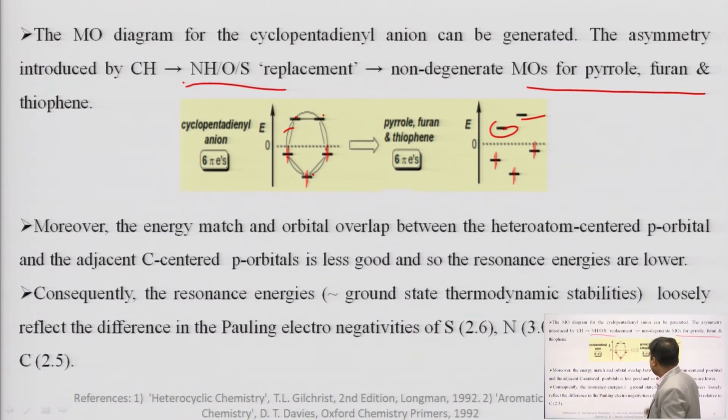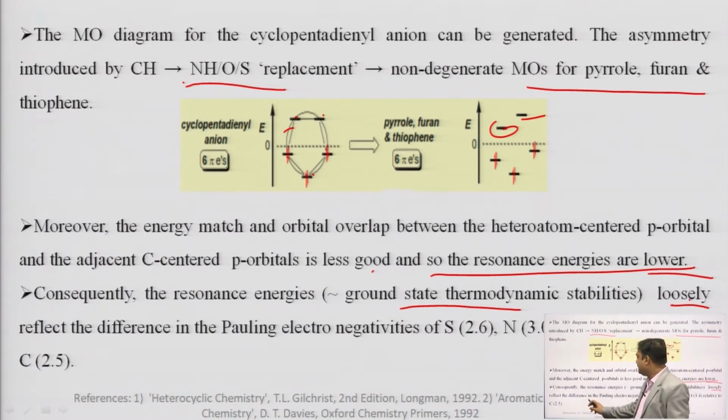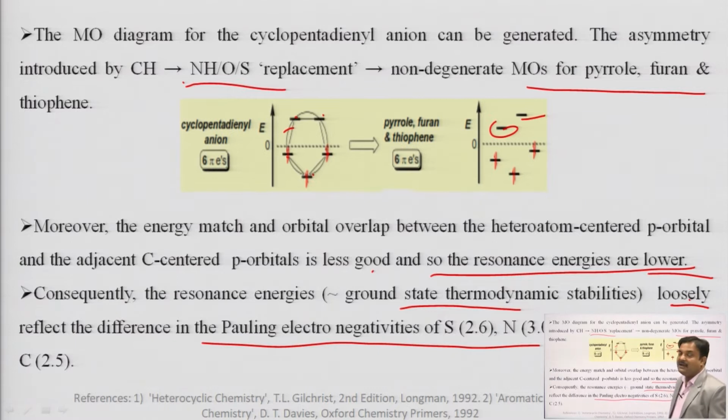Moreover, the energy match and the orbital overlap between the heteroatom centric p orbital and the adjacent carbon centric p orbital is less good, and so the resonance energies are lower. So, now we are moving towards the lower energy. As I told you in the starting, resonance energy can be a parameter to determine the stability. Consequently, the resonance energy means ground state thermodynamic stabilities, the same thing happening now. As I told you, loosely reflect the difference in the Pauling electronegativities of the sulfur, nitrogen and oxygen relative to the carbon.